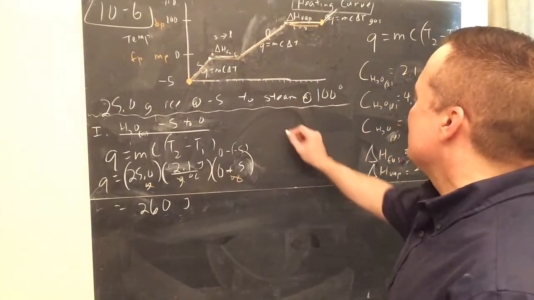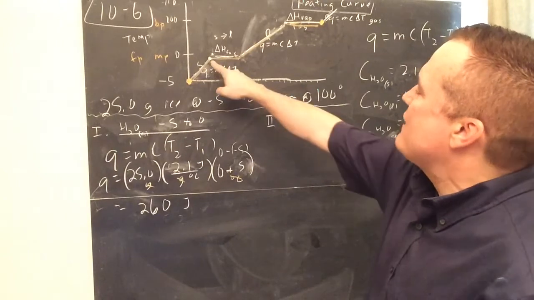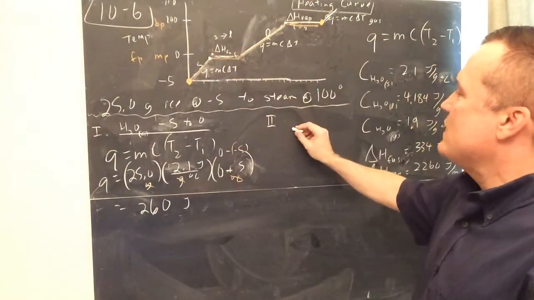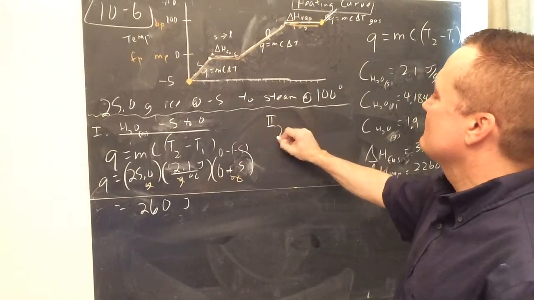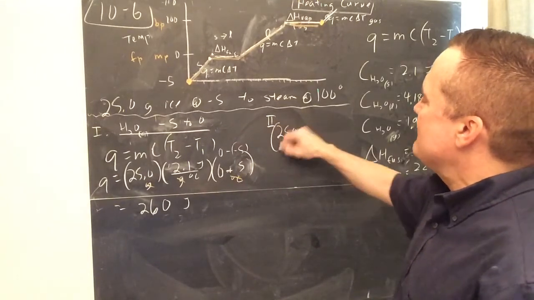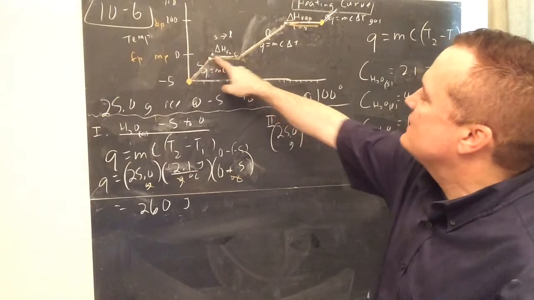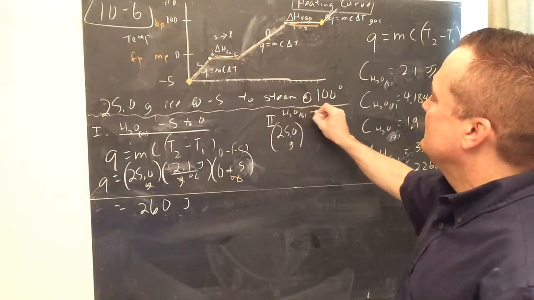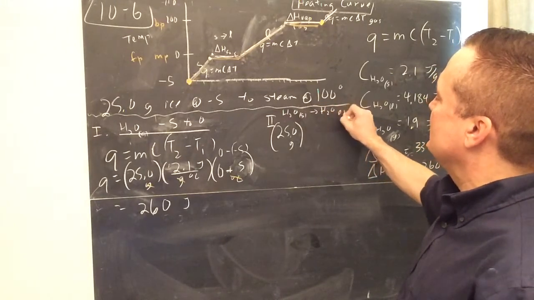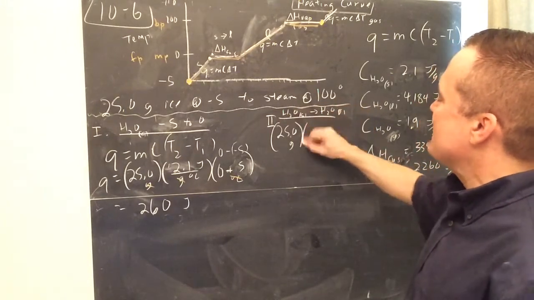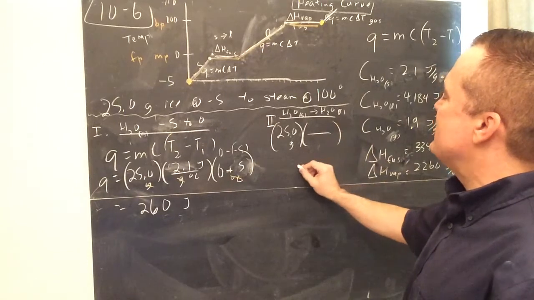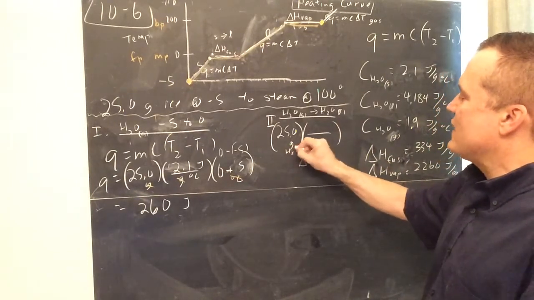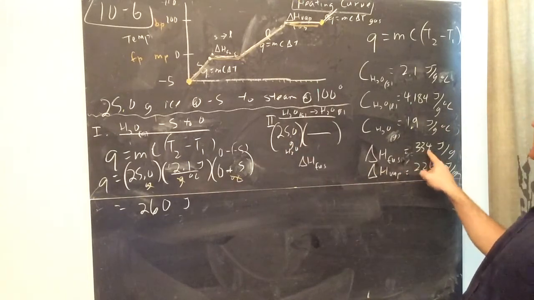That's step number 1. Step number 2, now I'm going to go, you heard it, from the heat of fusion. I'm going to take 25 grams of ice, and I just want to go from solid to liquid at 0. So H2O solid, now it's H2O liquid. So 25 grams. Now I have to use the delta H of fusion of water. 25 grams of H2O. The heat of fusion of water is 334.